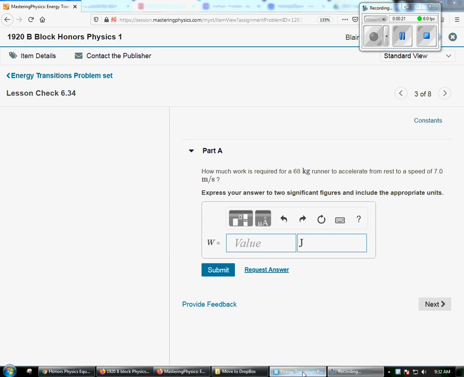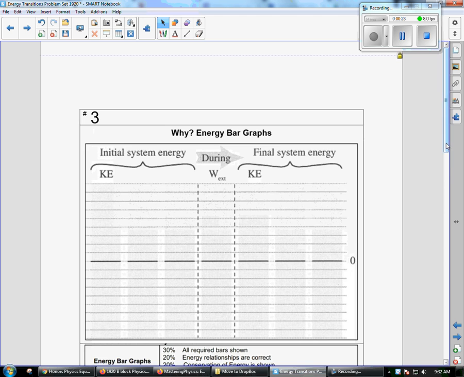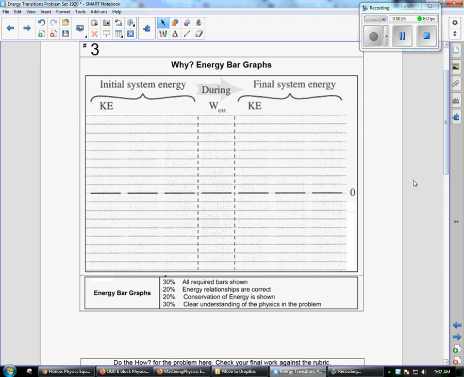So, back here we have our energy bar graph, which will be our Y. And let's see. Since they're moving, there's going to be kinetic energy. What about potential energy grav? Do you think that's involved here at all? No, I didn't have it at all. What about potential energy spring? No, I didn't have it either because there's no spring.